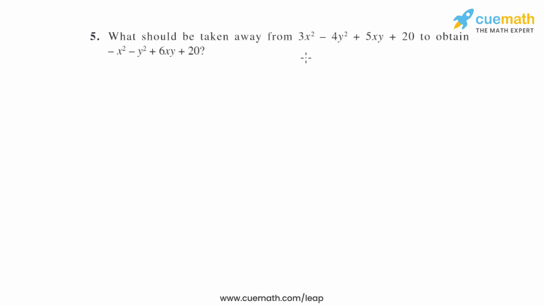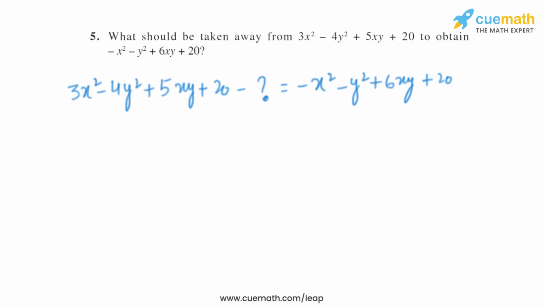Question 5 of this exercise says, what should be taken away from 3x² − 4y² + 5xy + 20 to obtain −x² − y² + 6xy + 20? So let us assume that the term we are taking away is a question mark.